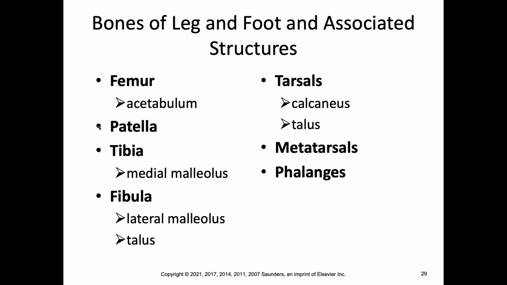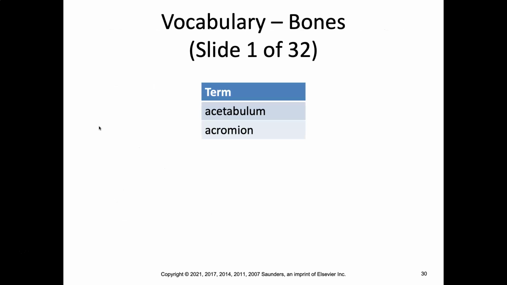Your femur has something called an acetabulum, and hopefully they'll give us a graphic on that. If not, there's one in your book. Your tibia has a medial malleolus, and your fibula has a lateral malleolus, as well as talus. Your tarsals have a calcaneus and talus. Notice that there's talus bones in your tarsals and fibula.